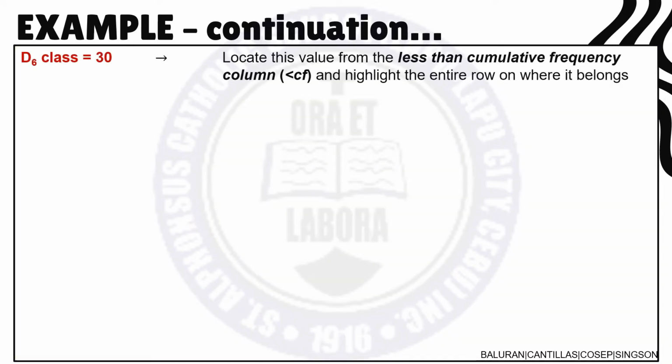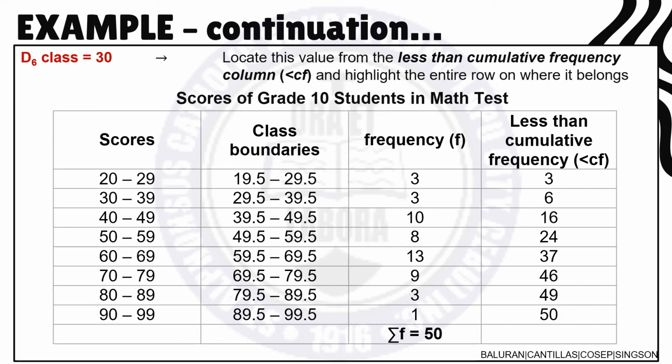Our D6 class is equal to 30. So going back to our frequency distribution table, we will be locating 30 from the less than cumulative frequency column.